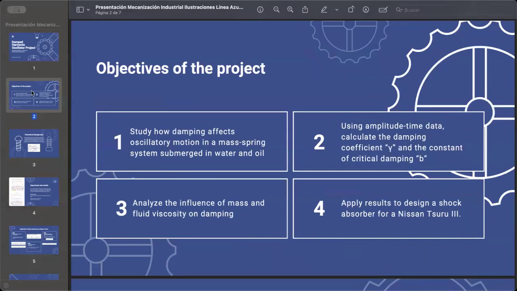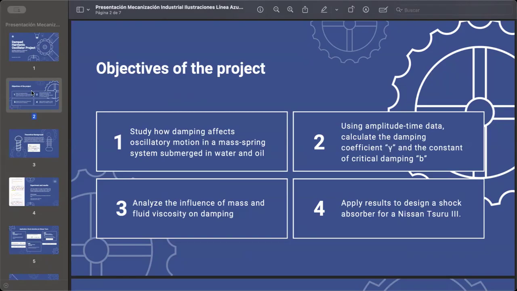First of all, the study of damped harmonic oscillators provides fundamental insights into dynamic systems across physics and engineering. This investigation examines the oscillatory behavior of a mass spring system under varying damping conditions, with particular focus on fluid viscosity effects and practical applications in automotive suspension systems. Through experimental analysis and theoretical validation, we demonstrate how these principles inform the design of shock absorbers, using a Nissan Suru as our case of study.